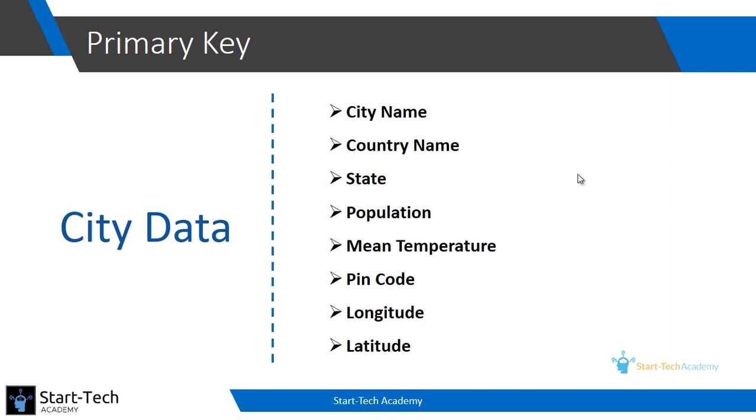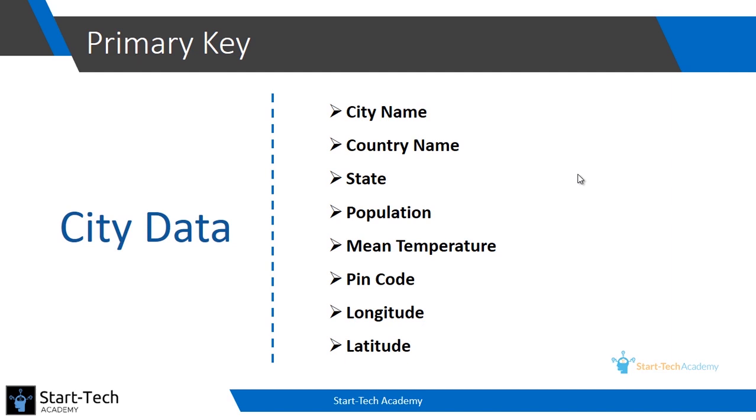Now, pin code or zip code cannot be the same for two cities. Therefore, we can assign pin code or zip code as our primary key. Similarly, a combination of latitude and longitude is unique for each city. Therefore, we can use a combination of these two fields, longitude and latitude, to create a primary key. This is also an example of a composite key. I hope the concept of primary key is now clear to you.